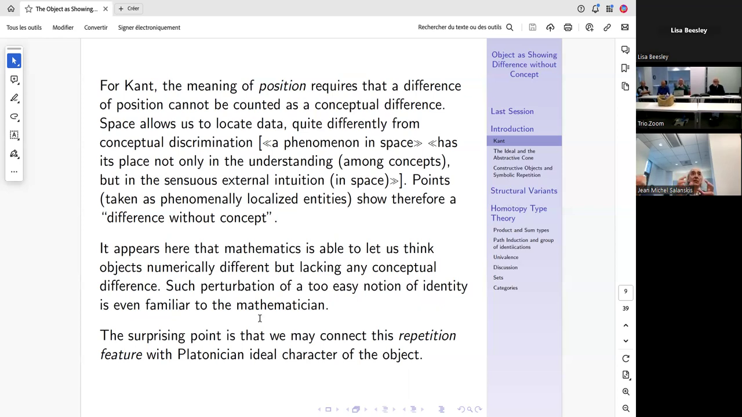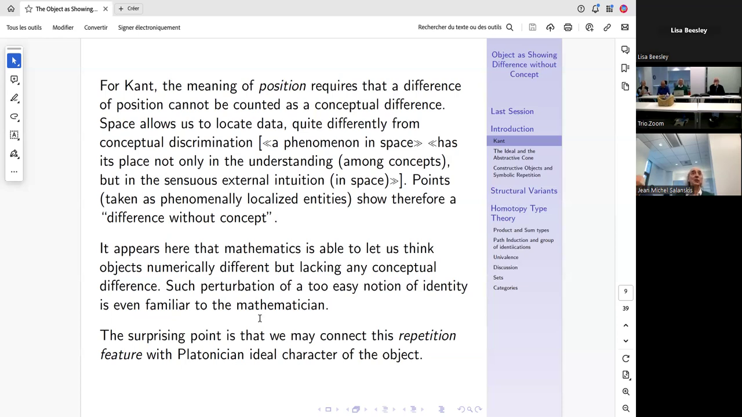Points in space show therefore a difference without concept. It's a very simple example, because their position differs, but we cannot give any conceptual content to this difference. So I think that mathematics gives us that kind of situation. It's not only the geometrical example Kant has in mind.